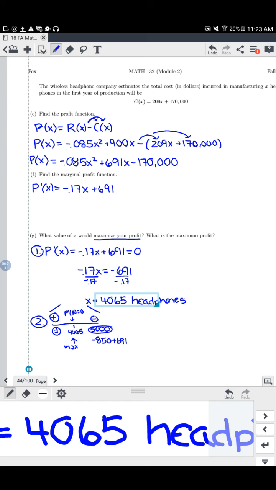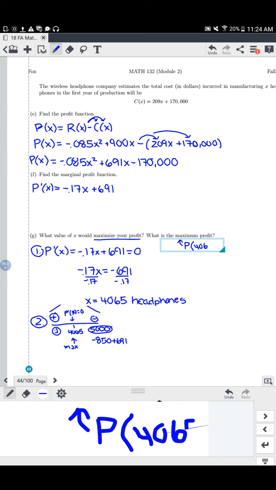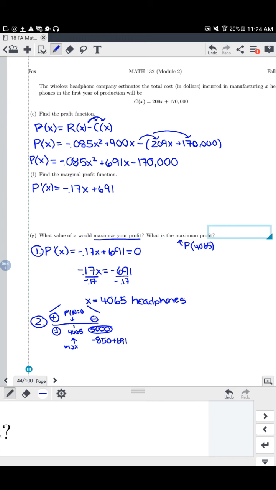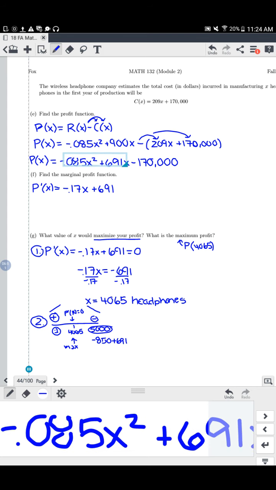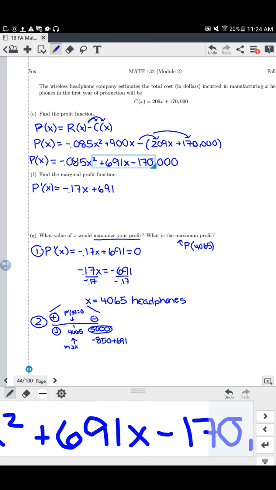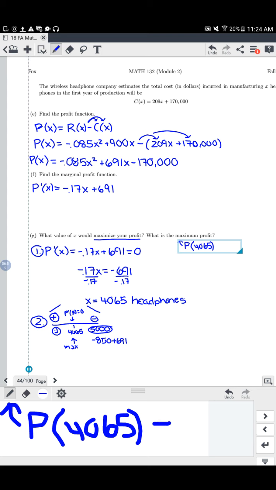And then the next part says, what is the maximum profit? Because of course they're going to want to know, well, how much money are we going to make off of this? So for their maximum profit, we're going to plug into the profit function and see what the y value is here. So we would plug it on our calculator, 4065 in for both of these x's. So I would do negative 0.085 times 4065 squared. And you need to put that 4065 in parentheses because you have to do PEMDAS exponents first. Plus 691 times 4065 minus 170,000.